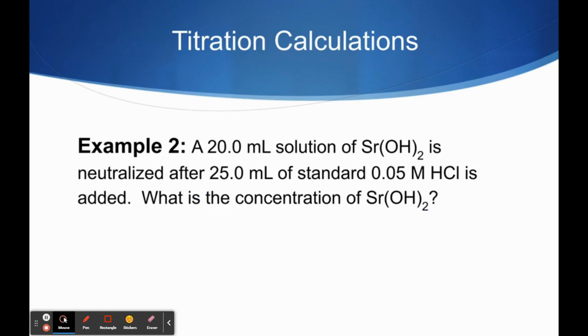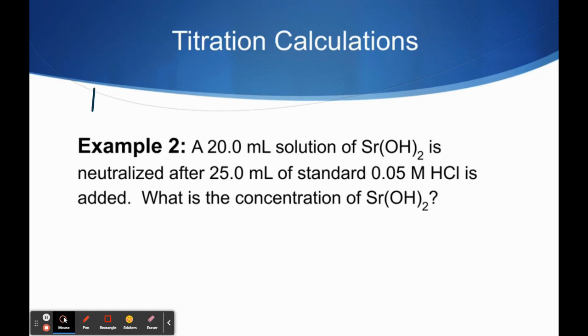All right, so example number 2 says a 20 milliliter solution of Sr(OH)2 is neutralized after 25 milliliters of standard 0.05 molar HCl is added. What is the concentration of Sr(OH)2?